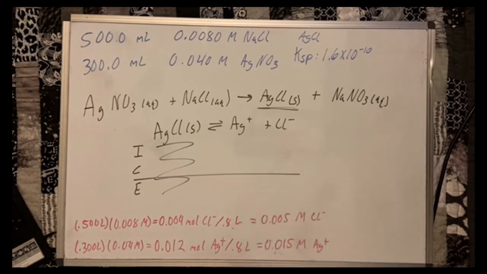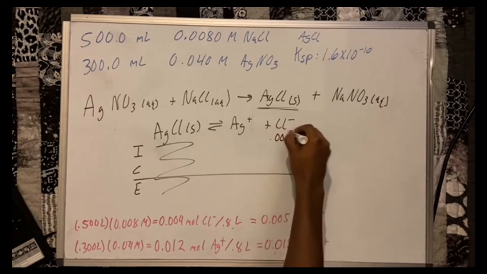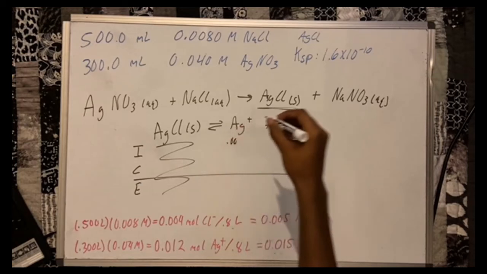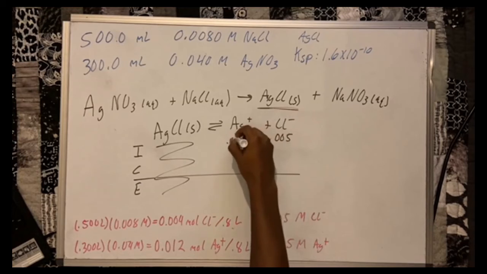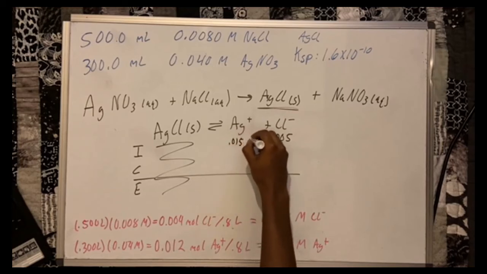Okay, anyway, so now we could use our ICE table. We'll throw it up here in our ICE table. So 0.005, 0.0015. Oh, no, 0.15. 0.015.